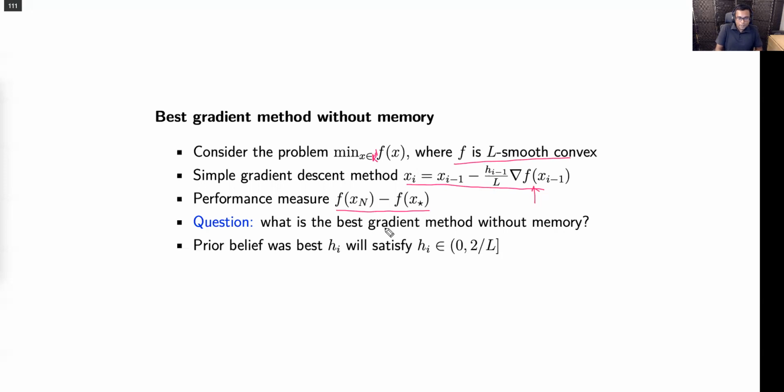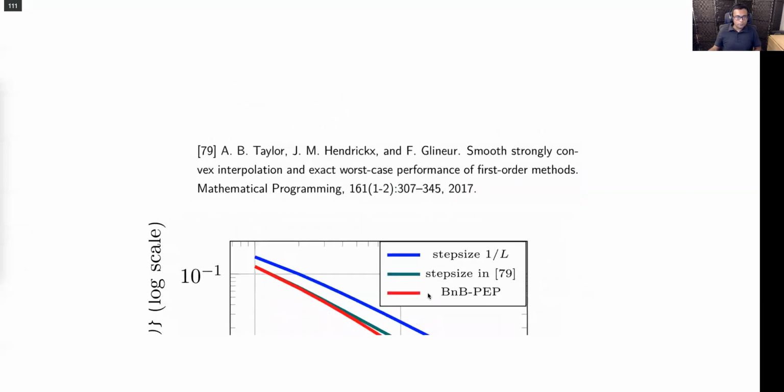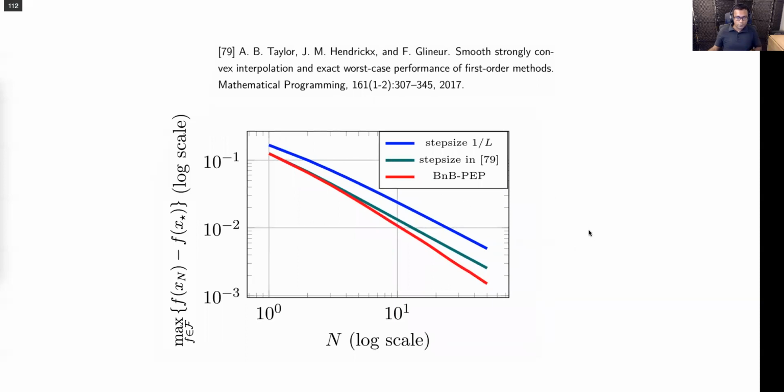Now, a reasonable and interesting question is, what is the best gradient method without memory? In a way, this is one of the first problems that you can ask in optimization, because simple gradient descent is often presented as the very first algorithm in optimization classes. So the prior belief was that the best algorithm will have a step size within the interval of 0 and 2 over L.